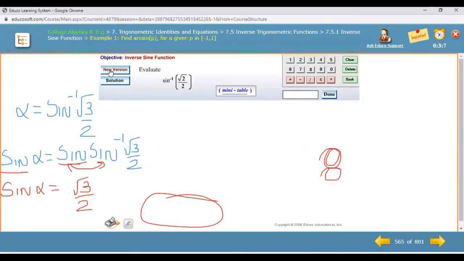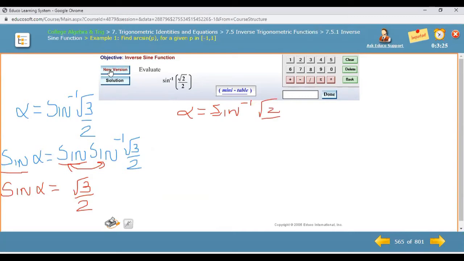Let's solve one more positive and then we'll move on. Okay, let's say this one. Now, if we have to solve this question, first thing I check is I'll just write it as alpha equals sine inverse radical 2 over 2. Okay, next step, sine alpha equals sine inverse radical 2 over 2.